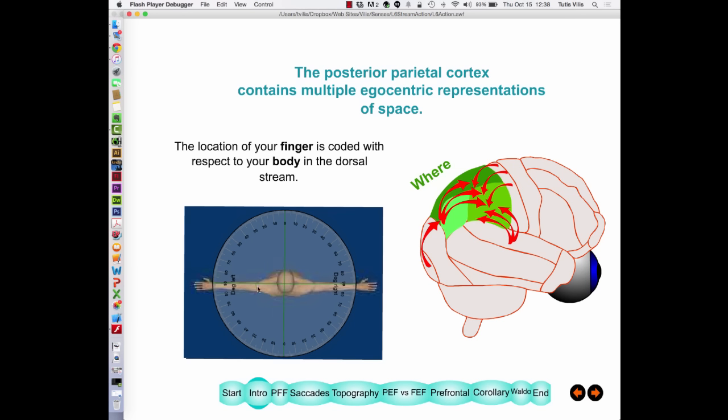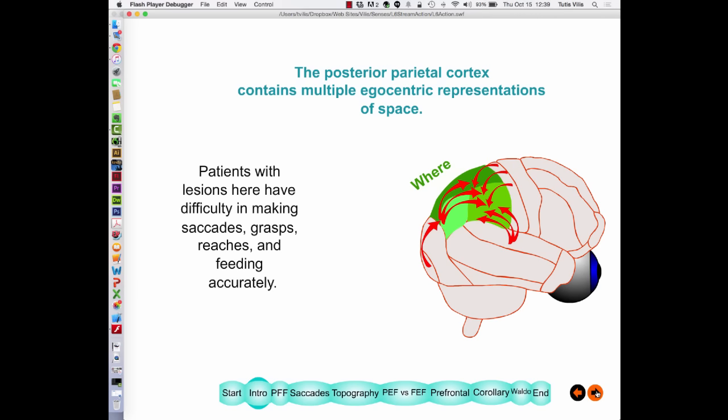Whereas if you look at where your finger is, it's coded with respect to your body. I can touch these two fingers together, my left and right index fingers, with my eyes closed. And so we have some sort of internal representation of where those fingers are located with respect to me. Now, patients that have lesions in these areas have difficulty making either saccades or grasps or reaches or feeding.